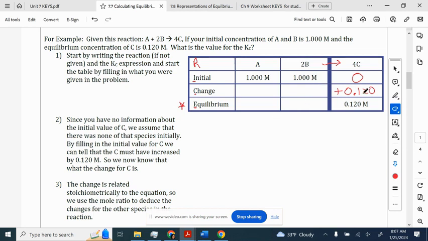All right. If that increased by this amount, and this is in a 4-to-1 ratio, how much did this have to decrease by? Wouldn't it be what? It would be 4.8.